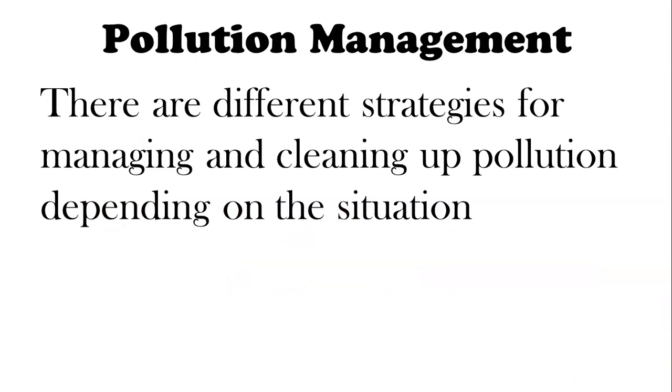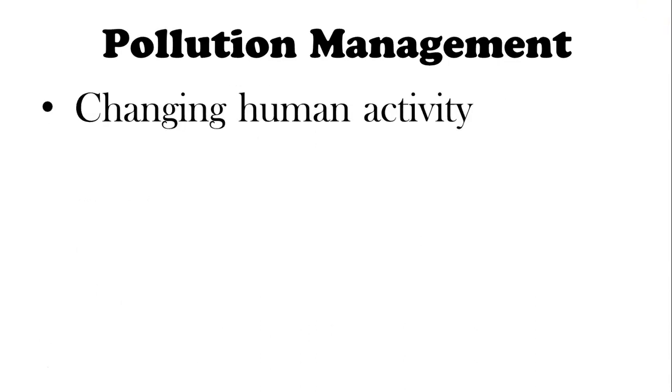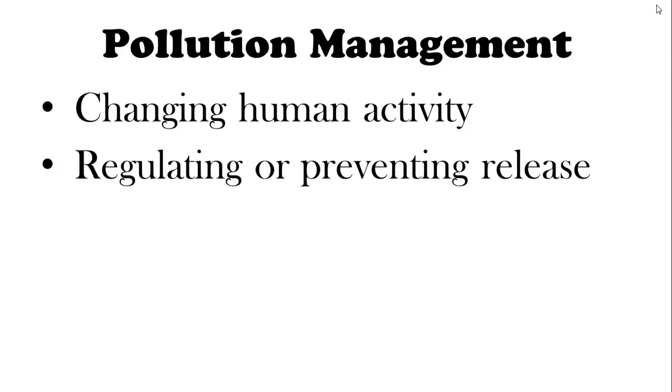You might be thinking to yourself, what are some ways that we can try to manage pollution? Well, there are some different strategies that can be utilized here, depending on the situation. We can really look at 3 main ways to manage pollution. The best way to manage pollution is to change the human activity that actually produces that pollutant. And the main way this can happen is simply by educating the public or giving people alternative strategies to meet their needs. We can also try to regulate or prevent the release of a pollutant into the environment. So this doesn't totally prevent the release of a pollutant, but it can slow it down, or we can try to manage it using legislation.